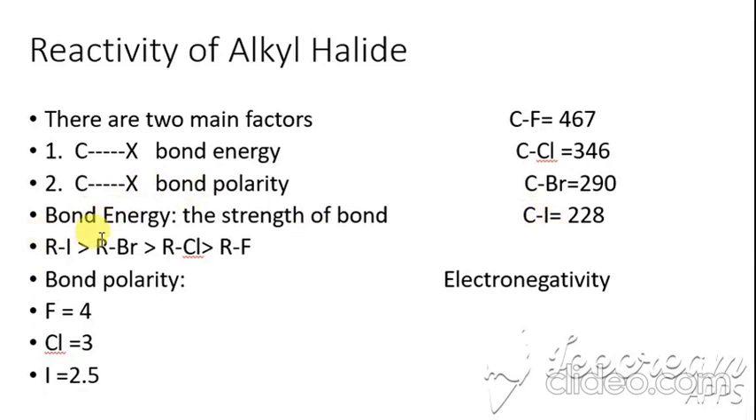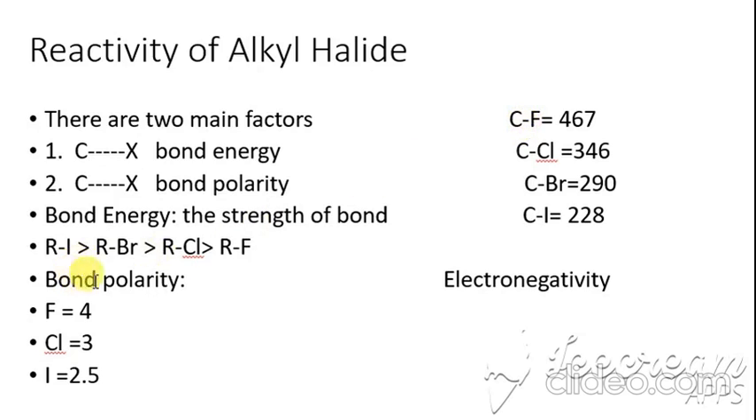What are the criteria? How do you explain the strength of the bond? RI is greater than RBr in the sense of reactivity. Less energy is needed to break this carbon iodide bond, so these are more reactive, and carbon iodide is more reactive than RBr, which is more reactive than RCl and RF. In the case of carbon fluoride, more energy, 467, is needed. It's too much, so it's not as reactive as the other members. So the first thing is that.